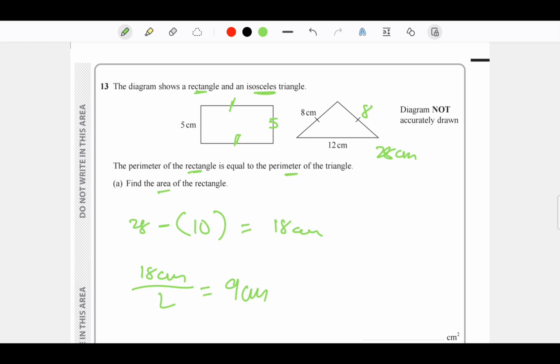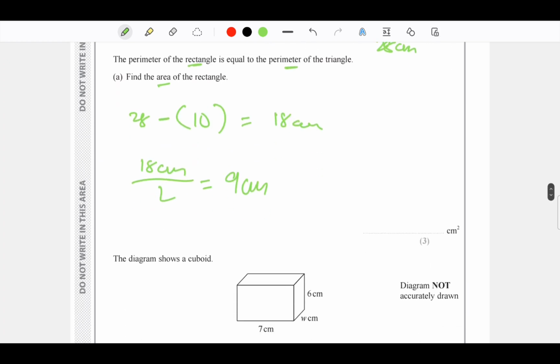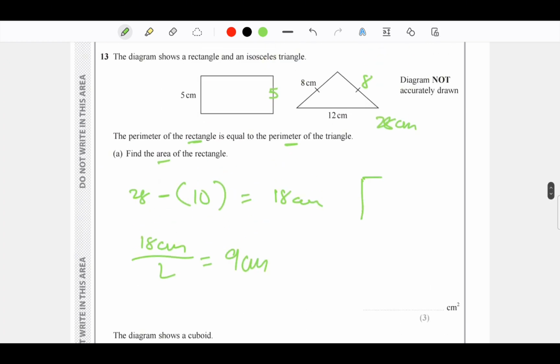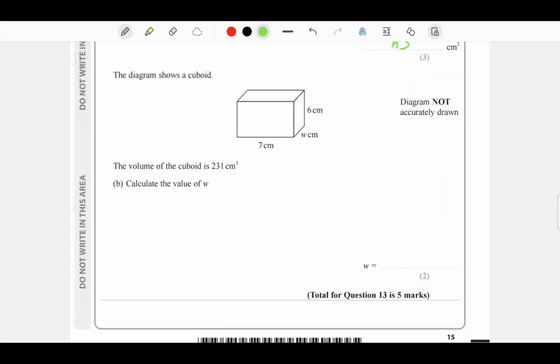Therefore our area of the rectangle is going to be 5 times 9, which is 45 centimeter cubed. Sorry, 45 centimeter squared.